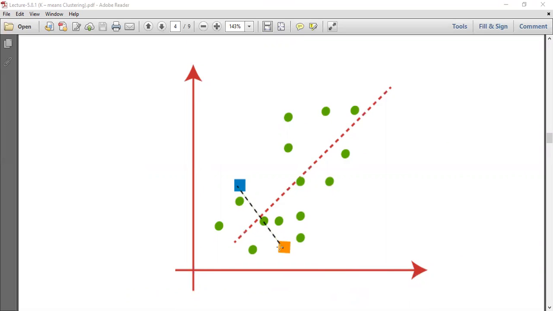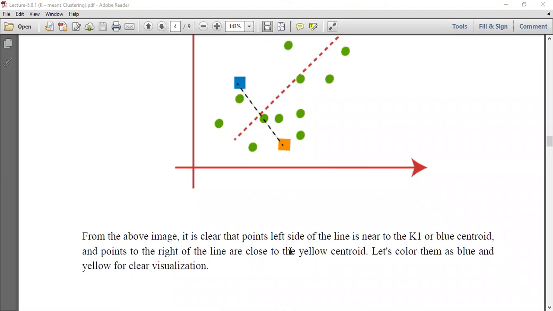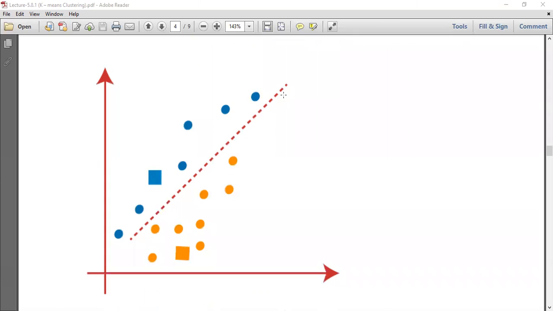We have drawn a line between two centroids. From the above image, it is clear that the points on the left side of the line are nearer to K1, the blue centroid, and the points on the right of the line are close to the yellow centroid. Let's color them blue and yellow for clear visualization. So this is the K1 cluster and this is the K2 cluster.